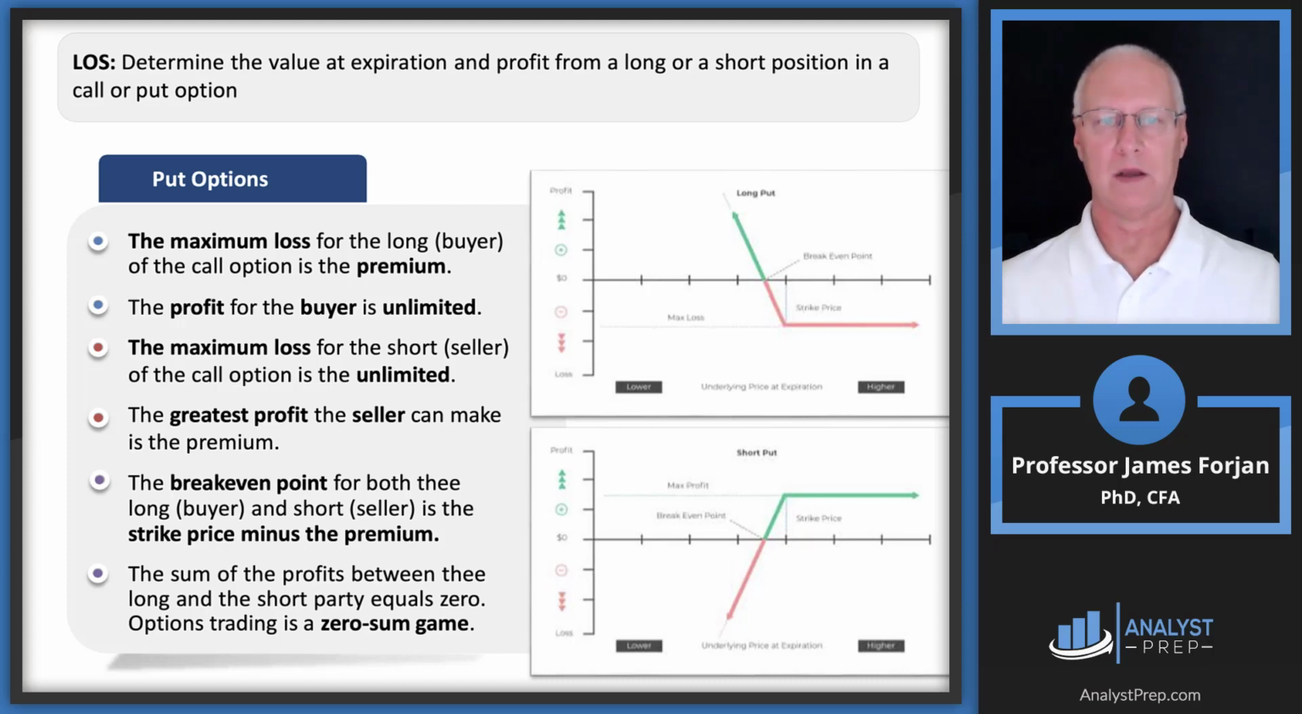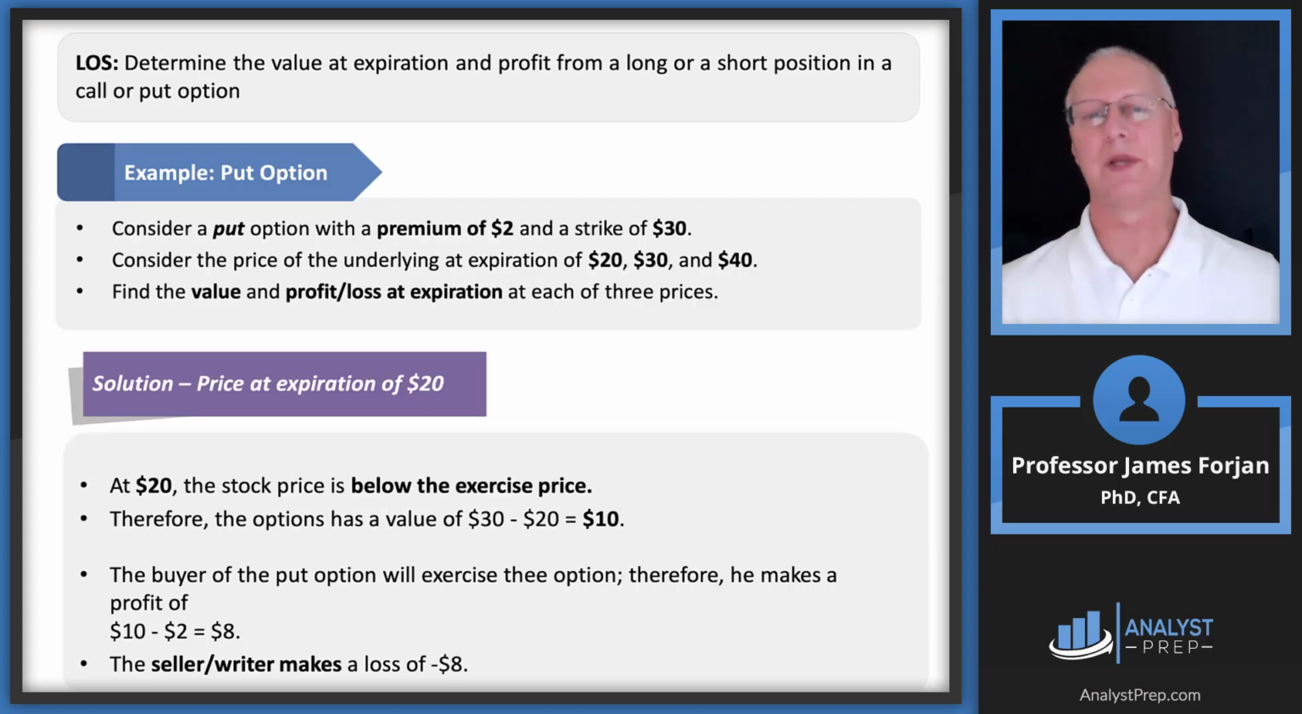Now, what about me? I'm going to win if the price goes up. There's that green going that way along the horizontal axis, and then there's the red that goes down there, and it probably hits the vertical axis somewhere along there. Notice the bottom one, zero-sum game. So let's go ahead and work through just a quick example here. Let's see, strike price of 30. Put premium of 2, consider the price of the underlying at 20, 30, and 40.